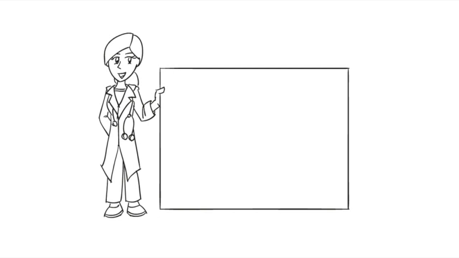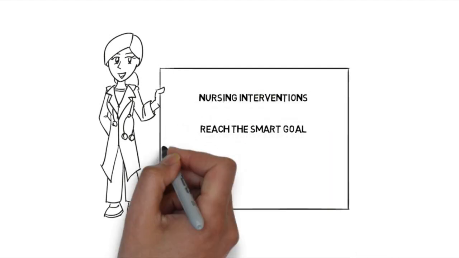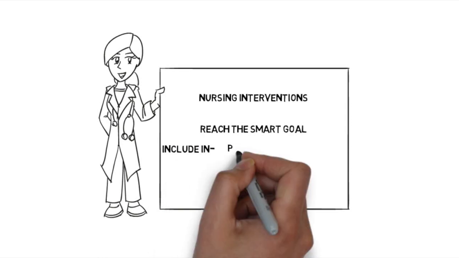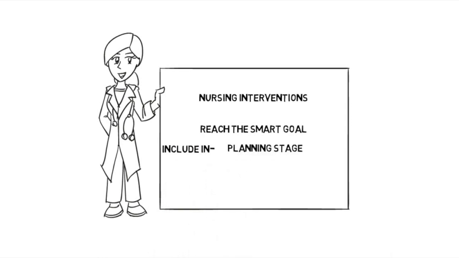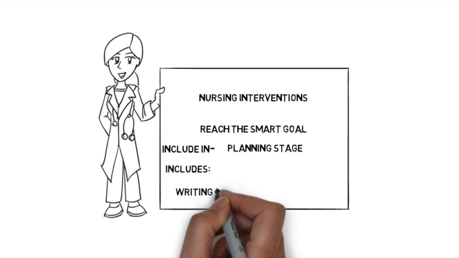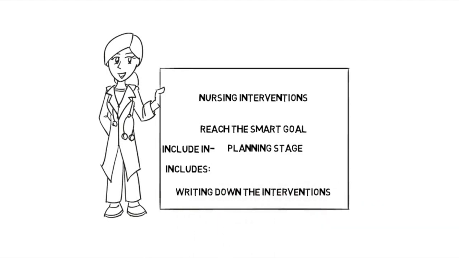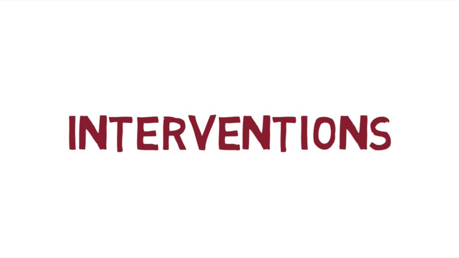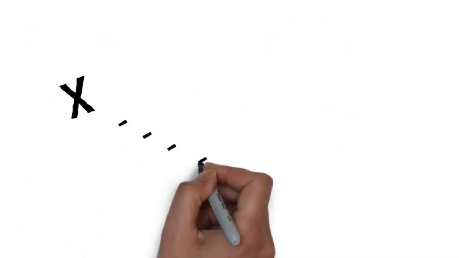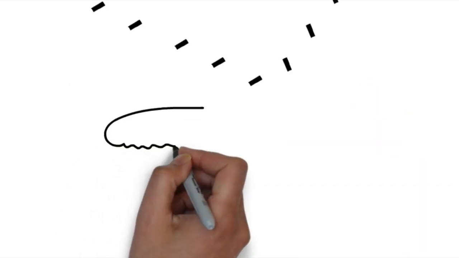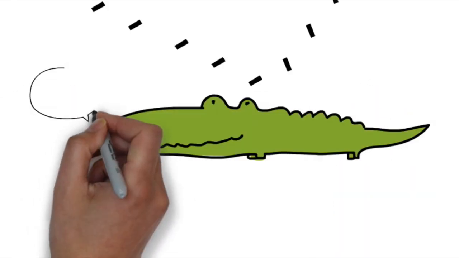Now, each nursing outcome needs to have several coinciding nursing interventions which will allow the patient to reach the SMART goal. And the nurse is going to include these interventions in the planning stage. In other words, the planning stage also includes writing down the interventions that we're going to carry out in our next step, intervention. Basically, we can think of it like a treasure map. The nursing outcome is the X that marks the spot, and the nursing interventions are the directions like turn left at the fire swamp that leads you to the goal.